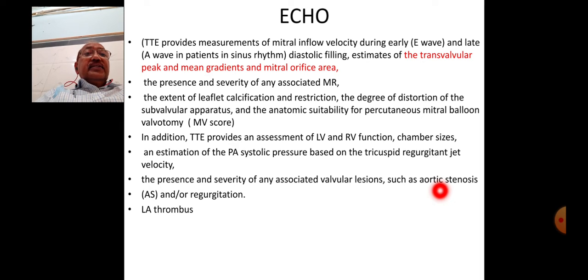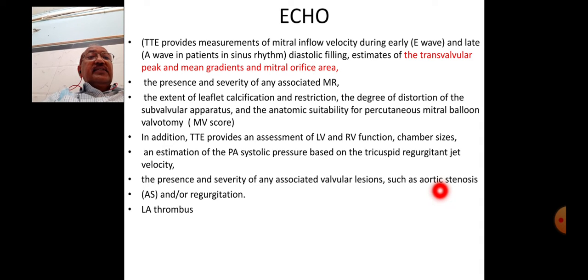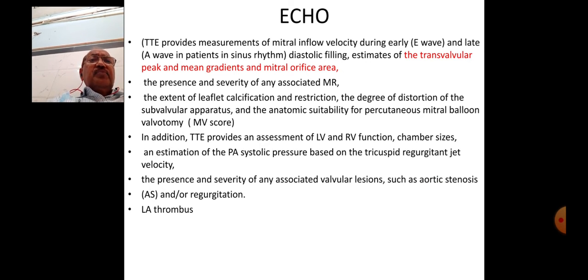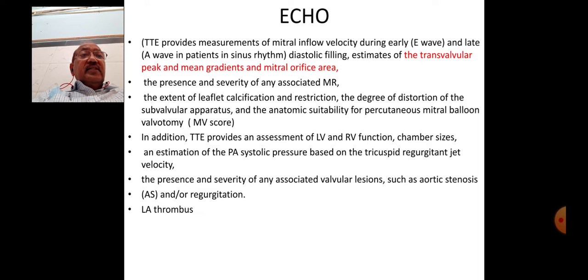In addition, TTE provides an assessment of LV and RV function and chamber sizes, an estimation of pulmonary hypertension systolic pressure based on the TR jet, and the presence and severity of any associated valvular lesions such as aortic stenosis, regurgitation, and arrhythmias. So, echo is extremely important to assess the severity of mitral stenosis, other associated lesions, pulmonary artery pressure, presence of clot, and other lesions.